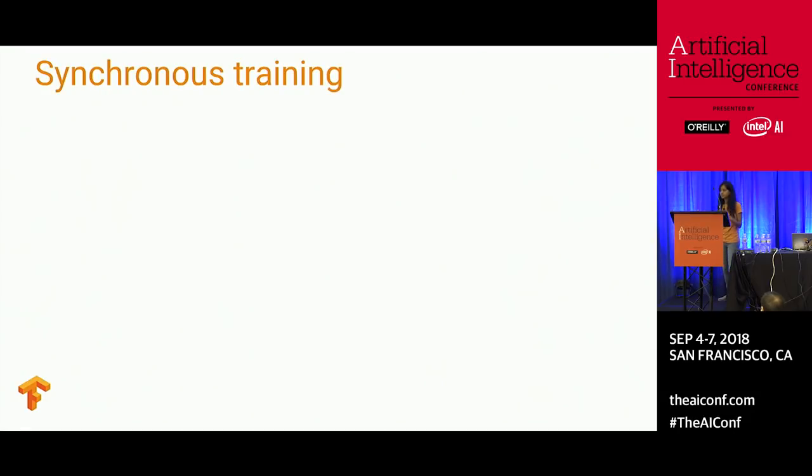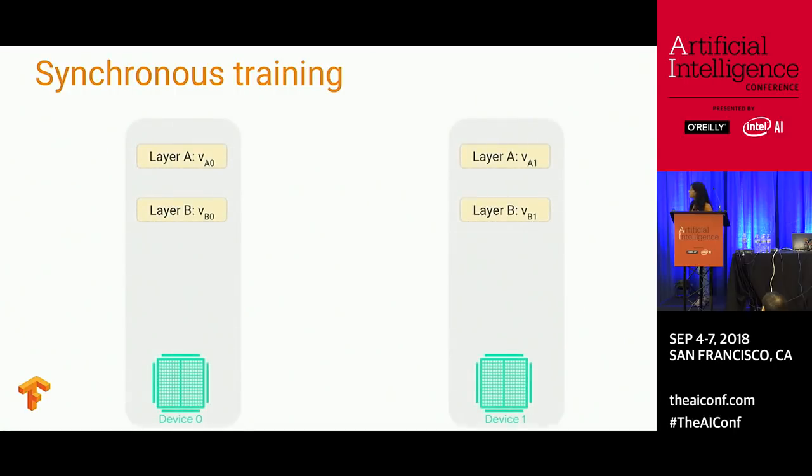Putting all these pieces together, mirrored strategy uses mirrored variables and all-reduce to implement synchronous training. So let's see how that works. Let's say you have 2 devices, device 0 and 1, and your model has 2 layers, A and B. Each layer has a single variable, and as you can see, the variables are replicated across the 2 devices. Each device receives one subset of the input data, and it computes the forward pass using its local copy of the variables.